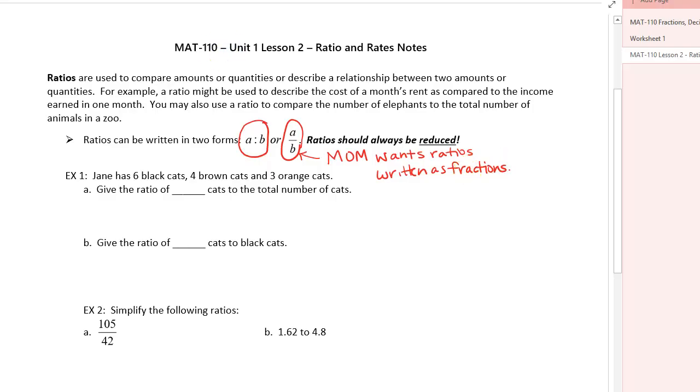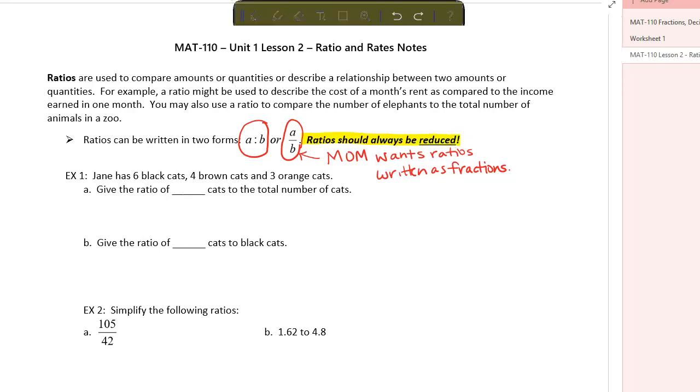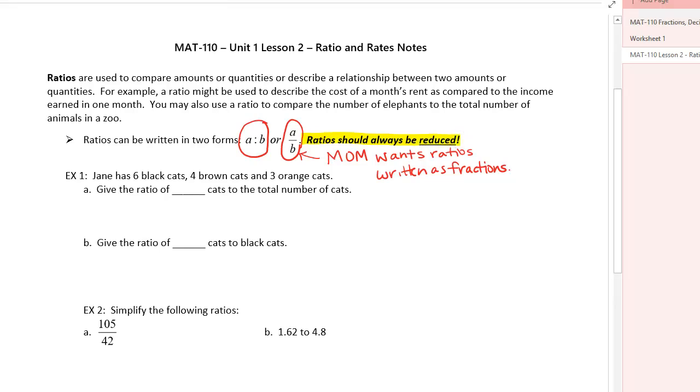It is also important to note that ratios should always be reduced, and that when you're writing ratios, you do not include units. So ratios do not include units.